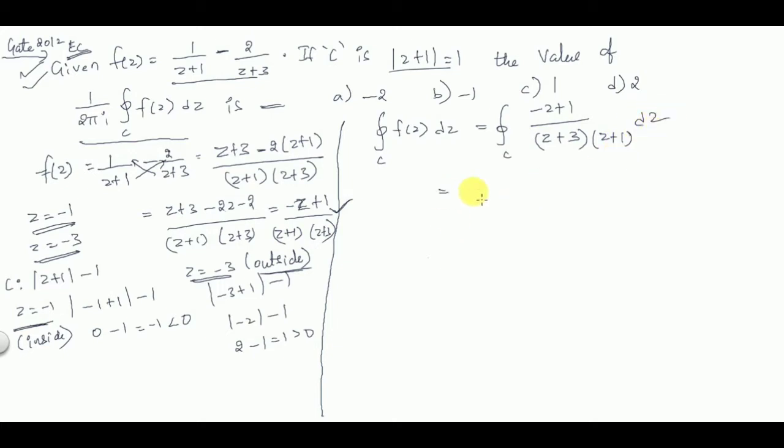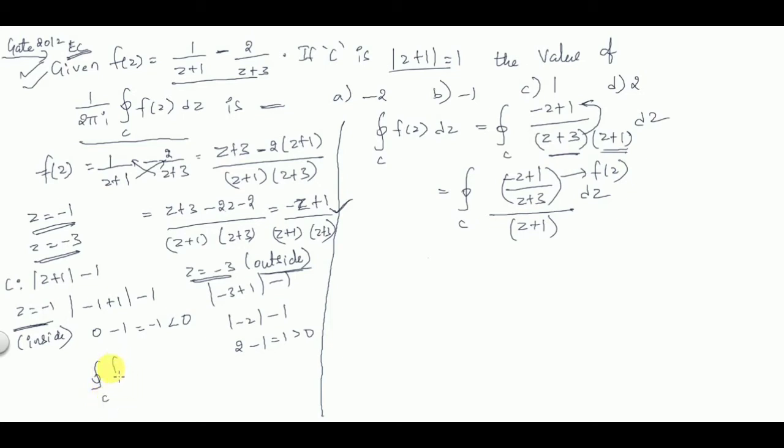Since this is lying outside the contour, you have to shift it to the numerator so that only this is present in the denominator; then only can we apply Cauchy's integral formula. We have seen this type of problem already. So integral C minus z plus 3 divided by z plus 1 dz. Now this total will become f of z, and this is inside the contour, so we can apply Cauchy's integral formula.